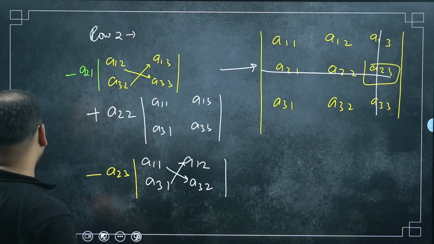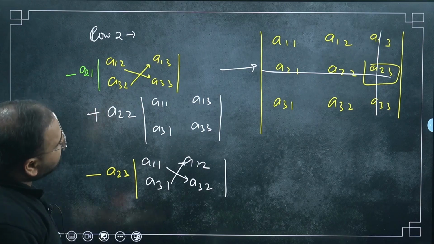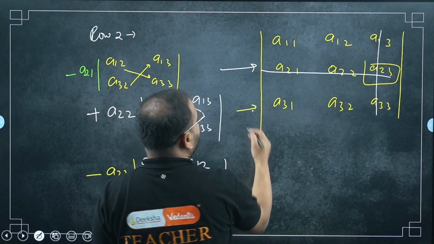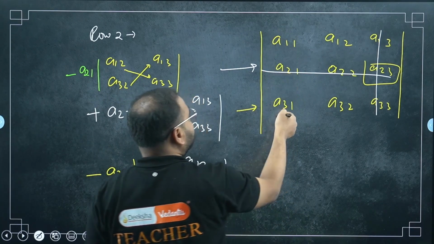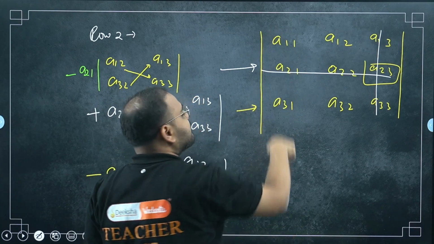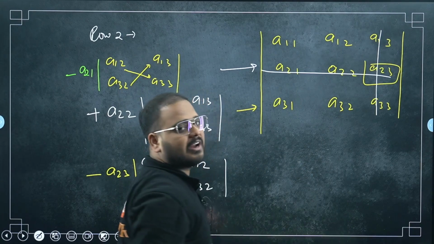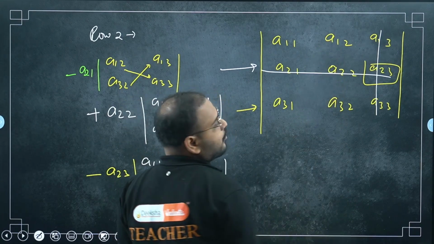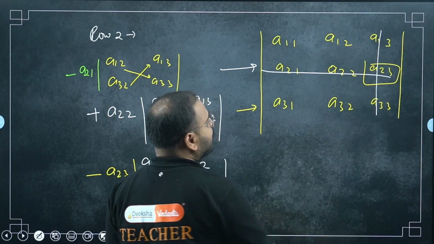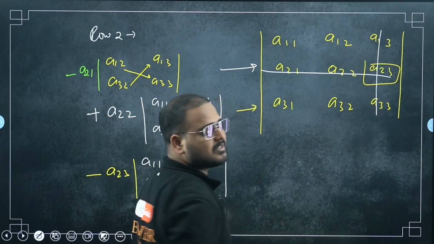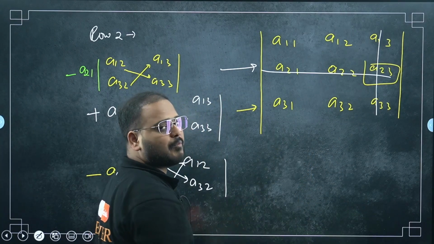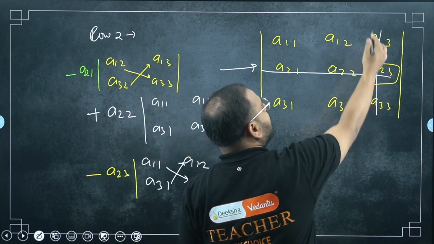What about row 3, sir? The same thing will repeat. For row 3, we first take A31, an even number, and cancel the first row. A32, an odd number, so a negative sign; we cancel the second column with the third row. Then A33, so even, since 3 plus 3 is 6. Again, we take the positive sign and cancel the third row and third column.